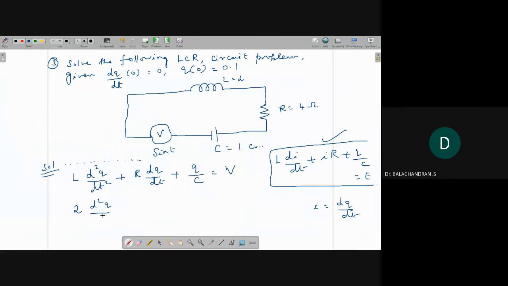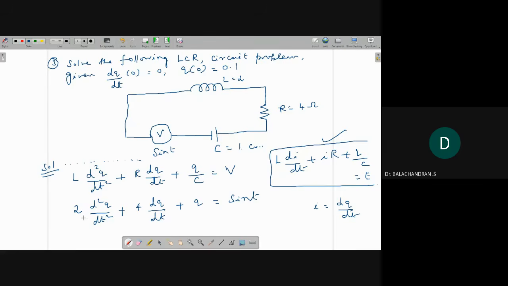L into d square q by dt square plus r. R is 4 into dq by dt plus q by c. C is 1. Okay, so just write q equal to... what is v? V is given sin theta.